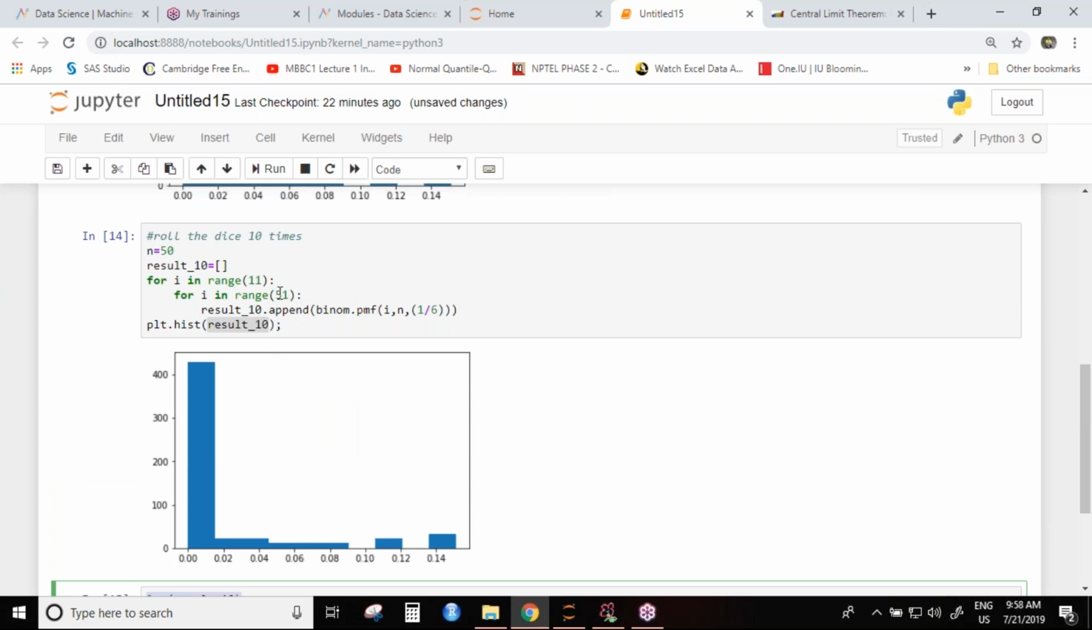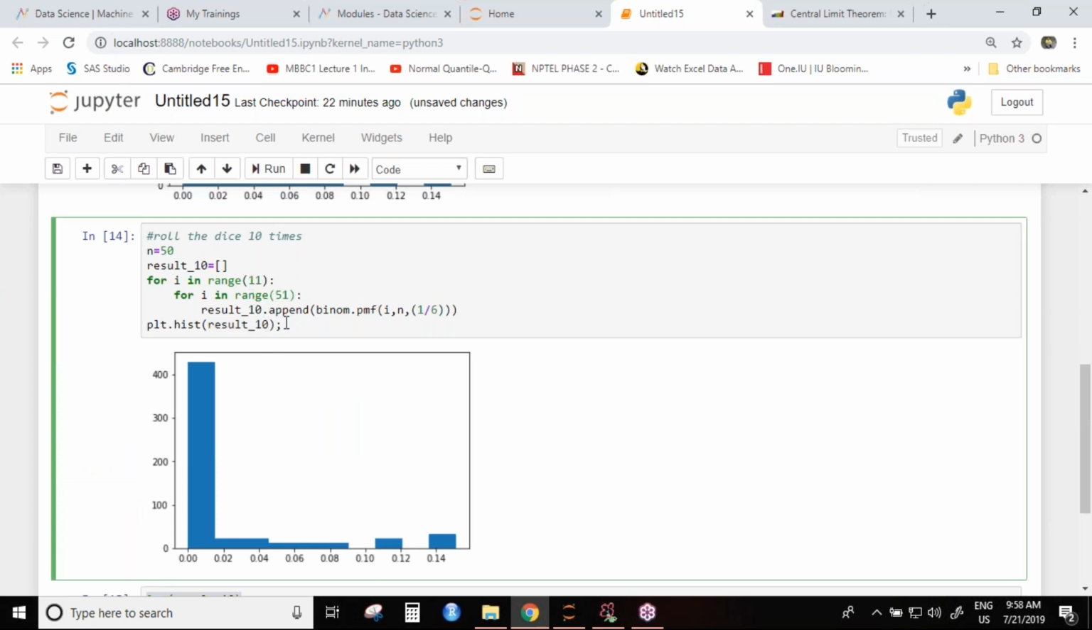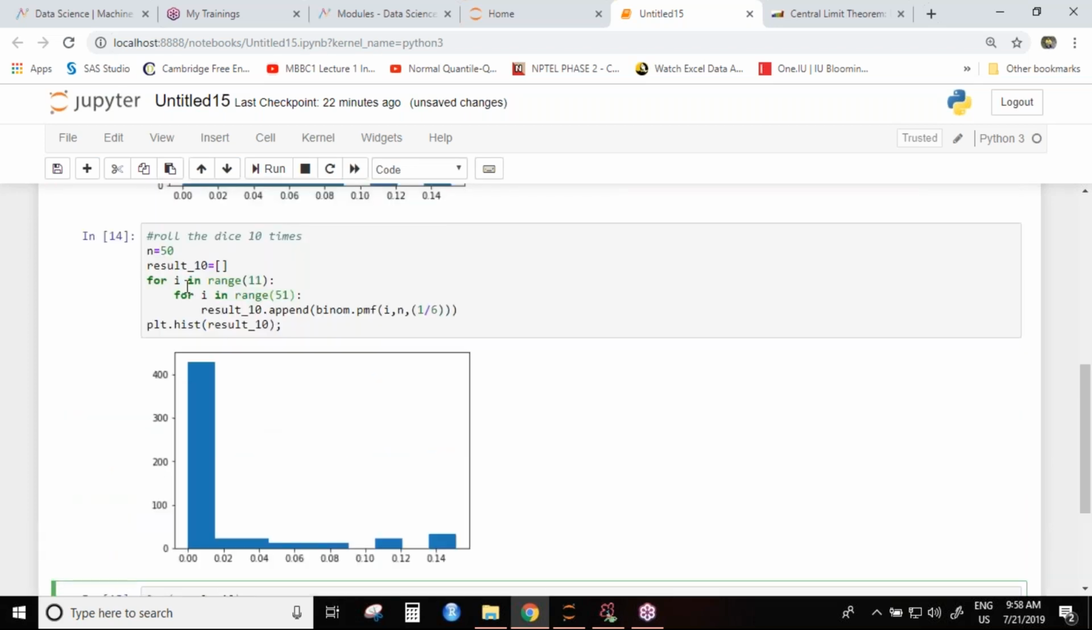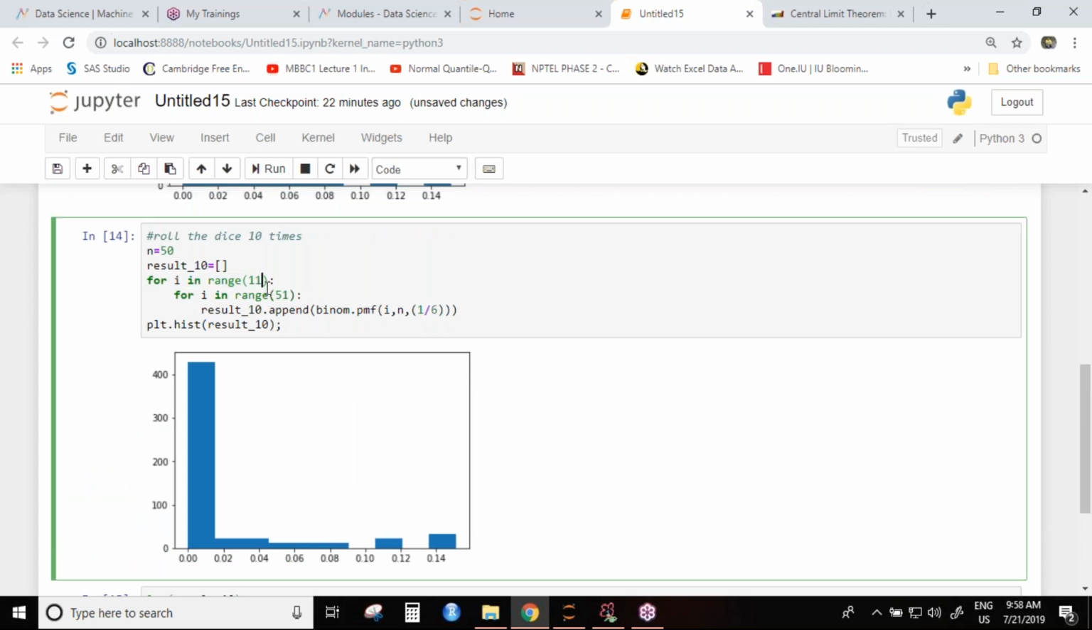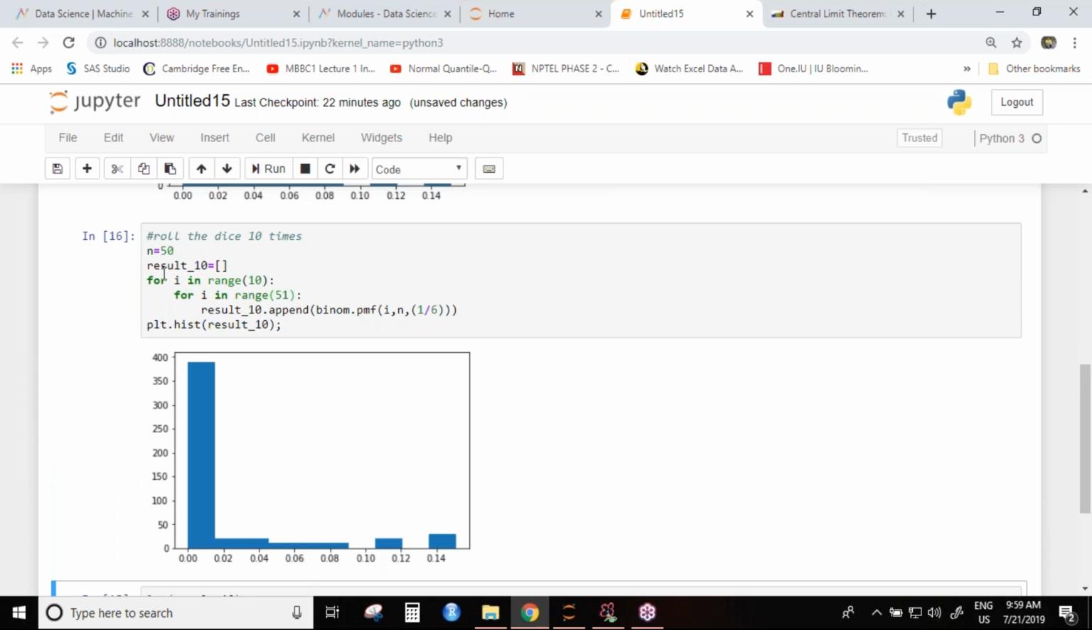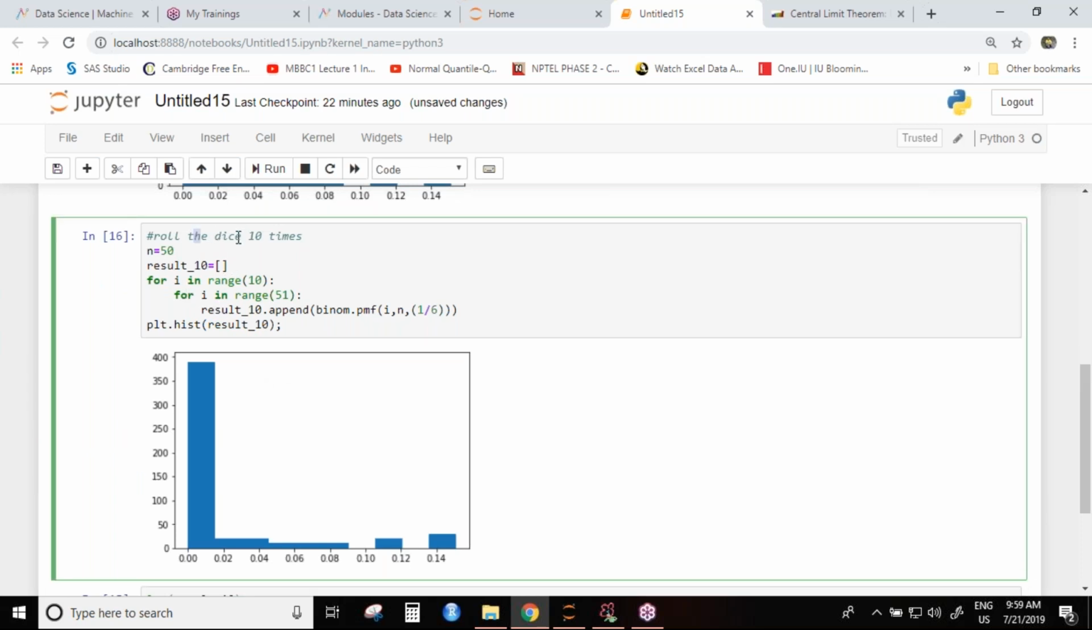That means 50 into 10 times, so it should be 500. Why 561? For i in range 11, I should have given range 10, and this is 50 only. Let it be, it's okay. So this is how it looks when I roll the dice 10 times.